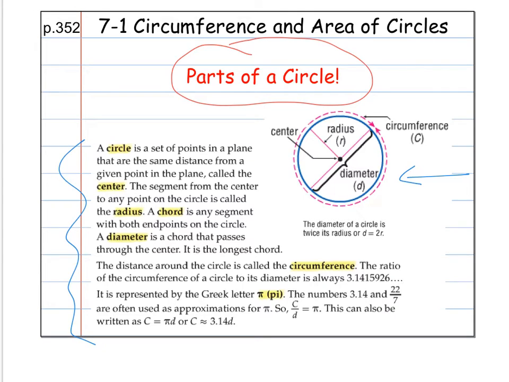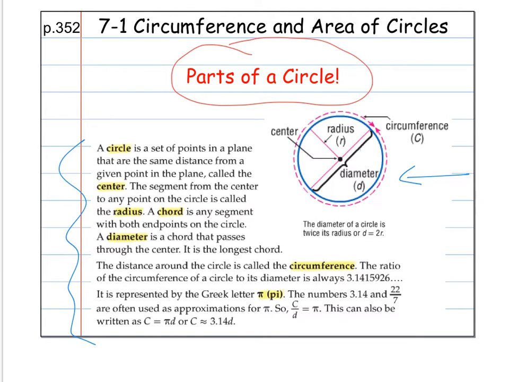So for example, this would be a chord. It's going from any endpoint to another, but it's not necessarily going through the center of the circle. A diameter is a chord that goes through the center. So the diameter goes through the center of the circle, unlike the other chords I just showed you. What you'll notice is that the radius is half of the diameter. So the diameter is the longest chord.